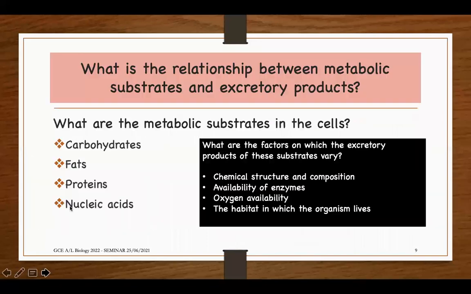The next question: what are the metabolic substrates in the cells? The metabolic substrates in the cells, there are 4 of them: carbohydrates, fats, proteins, and nucleic acids. You can write them down: carbohydrates, fats, proteins, nucleic acids. These are the biological substances as well. So these are the metabolic substrates.